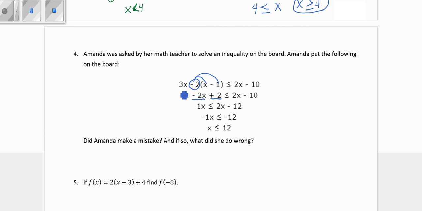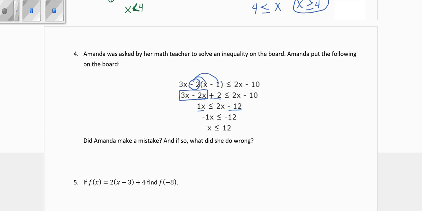It also looks like the next step that Amanda took is she combined like terms. She took 3x minus 2x and got 1x. It also looks like she subtracted 2 from both sides, which gave her negative 12 on the right side and eliminated her 2 on the left side.